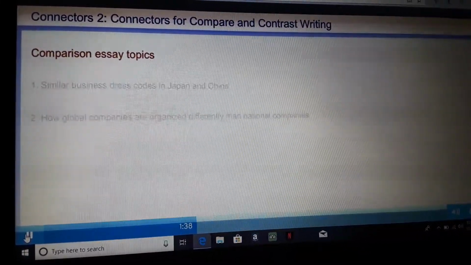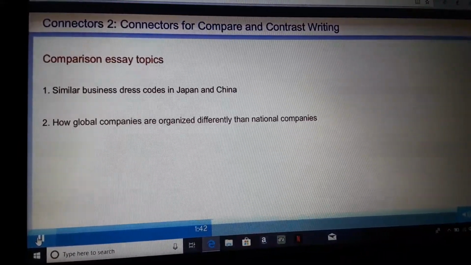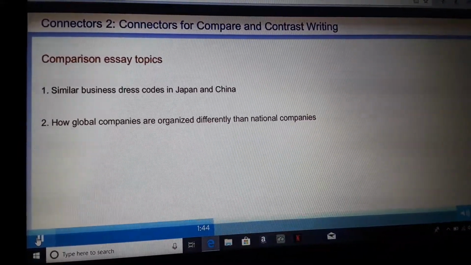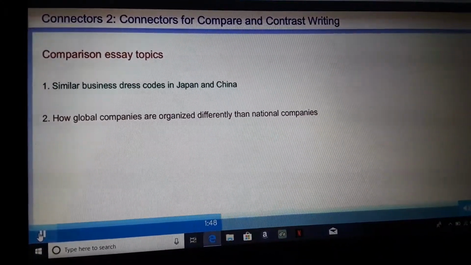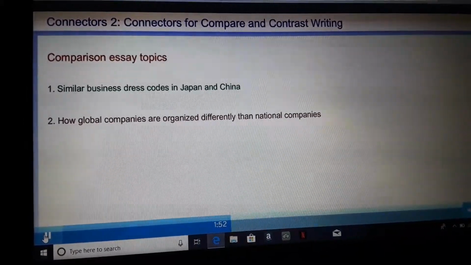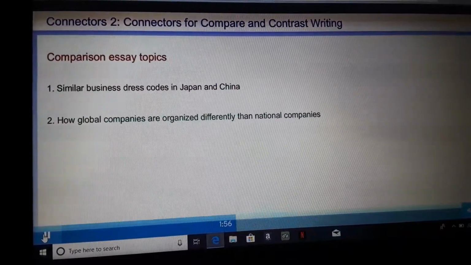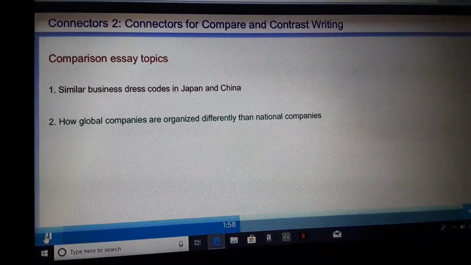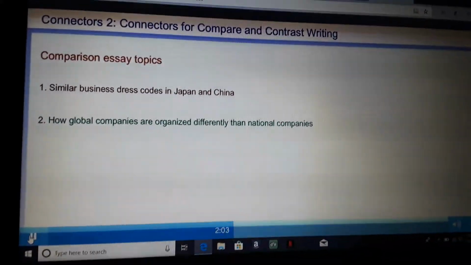For example, look at these topics for comparison essays. The first essay will compare dress codes in Chinese businesses and Japanese businesses. It will show what the dress codes have in common. The second essay will compare global companies and national companies. It will show how they are different.